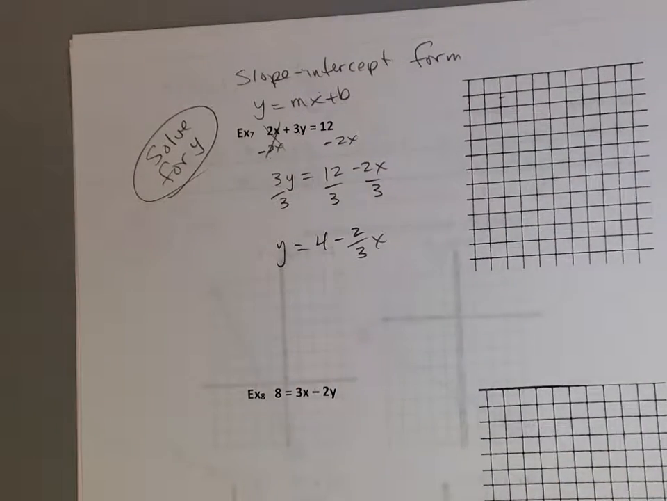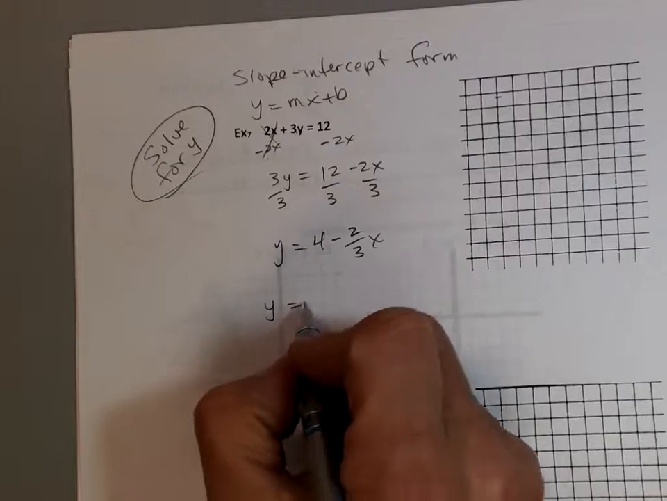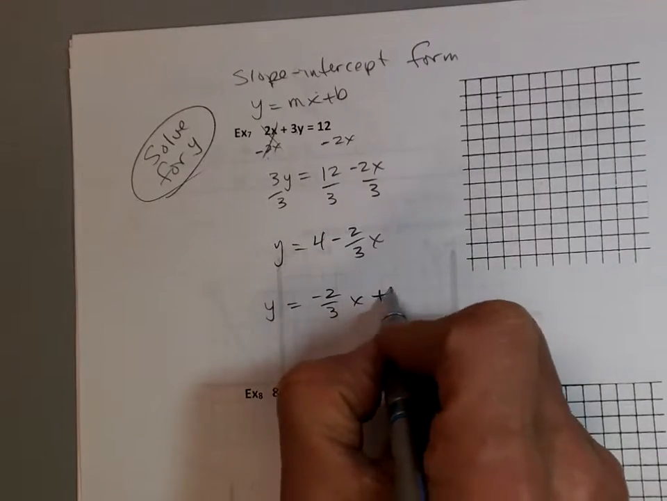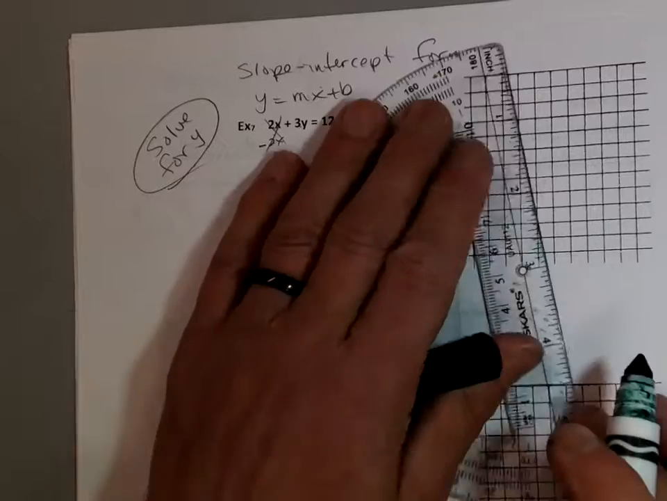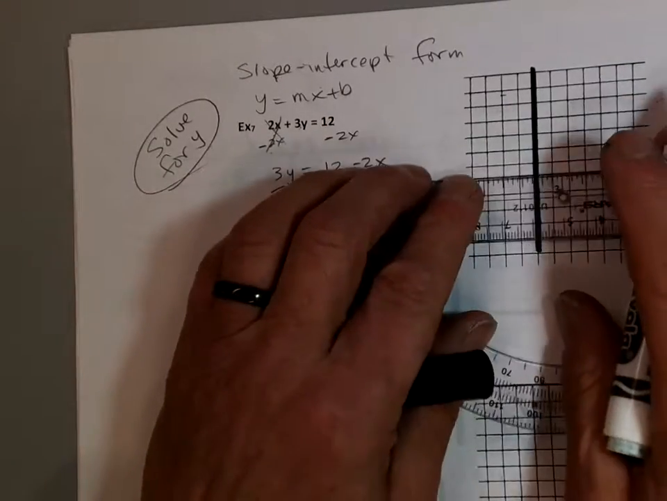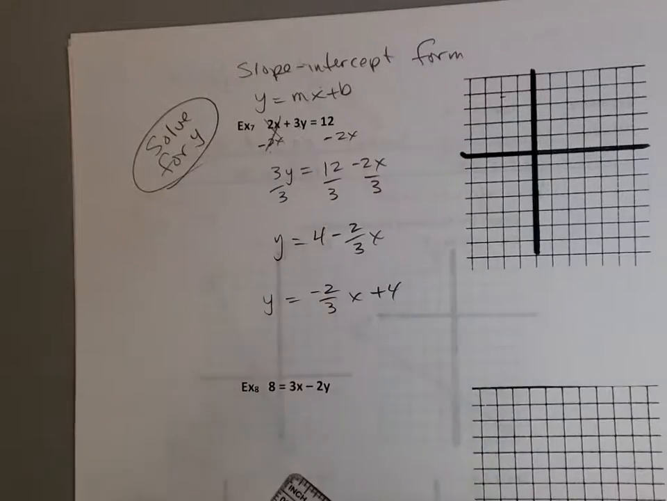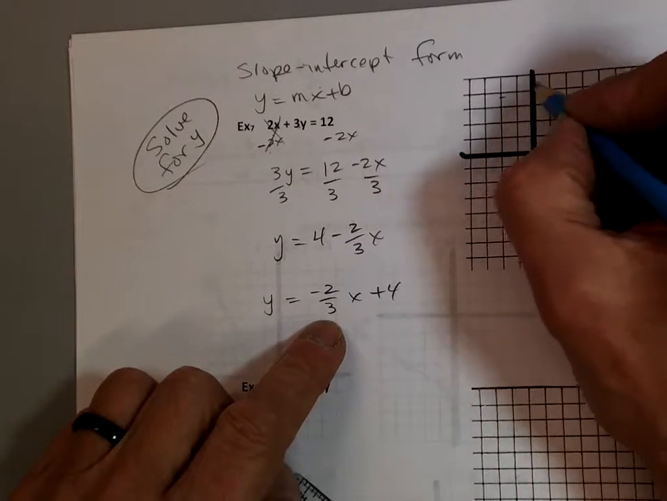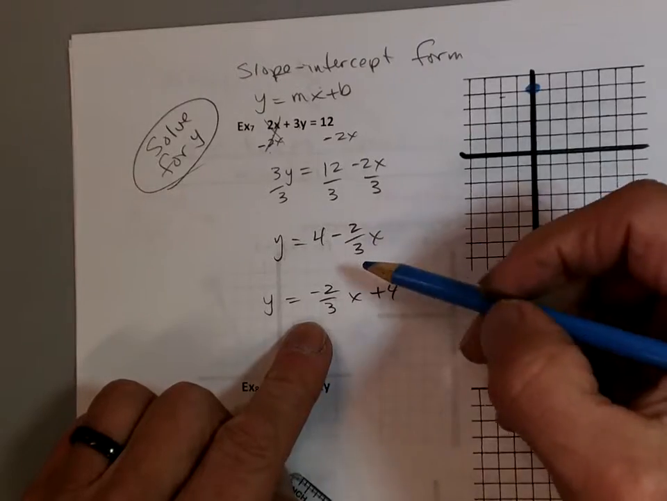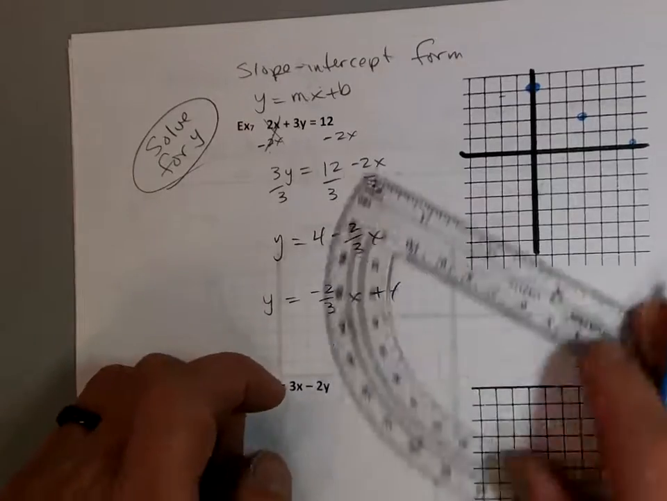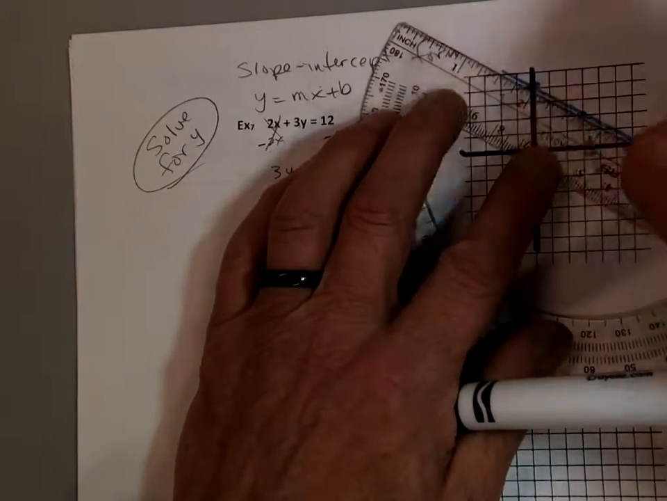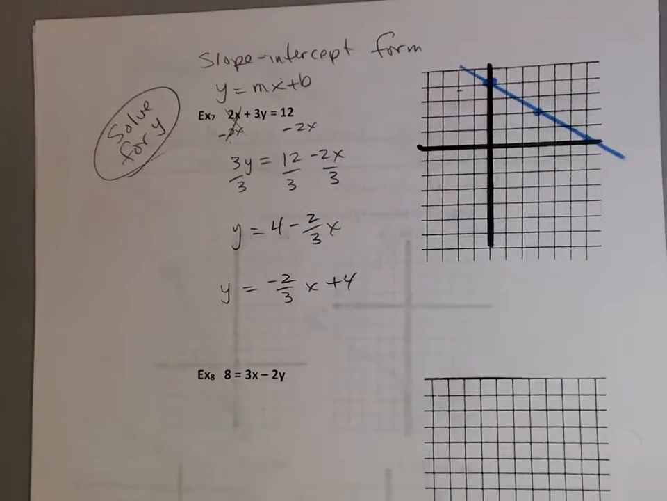Now I can graph from there. I can start at 4 and go down 2 over 3, but I might rewrite it. You don't need to, but I'm going to rewrite as y equals a negative 2/3 x plus 4. Same answer. It's just in the correct form. Okay, so then let's go ahead. Start at 4. Get my ruler out. I'm going to start up at 4. 1, 2, 3, 4, right? I'm going to apply my slope, negative 2/3. I'm going to go down 2 over 3, down 2 over 3. There it is. How am I doing?